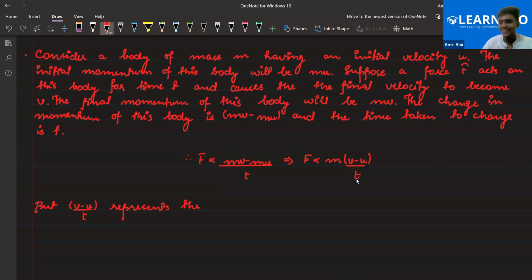Got it? Yes, sir. V minus U by T represents the change in velocity with time, that is nothing but acceleration. Clear? Yes, sir.